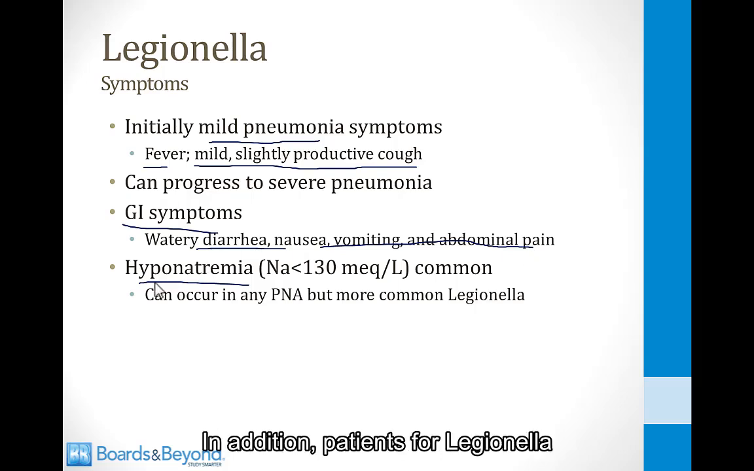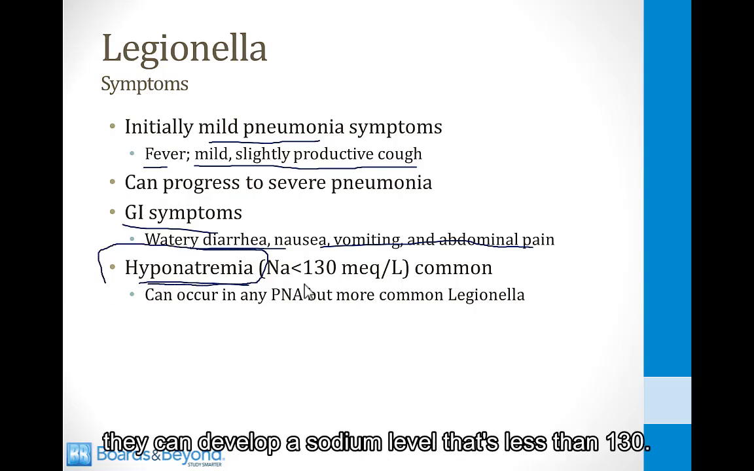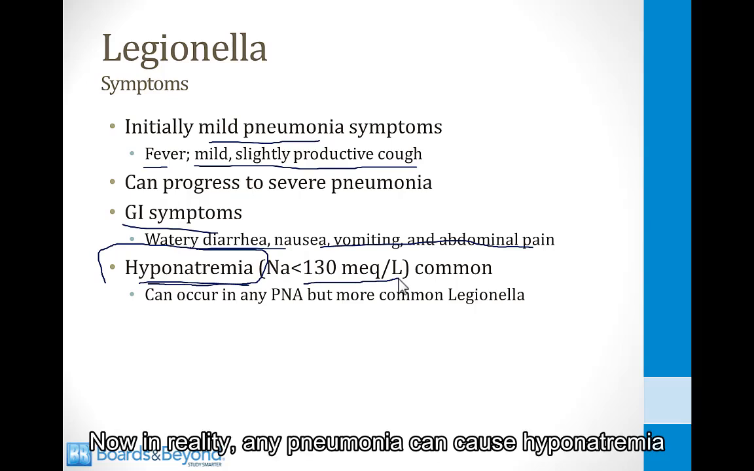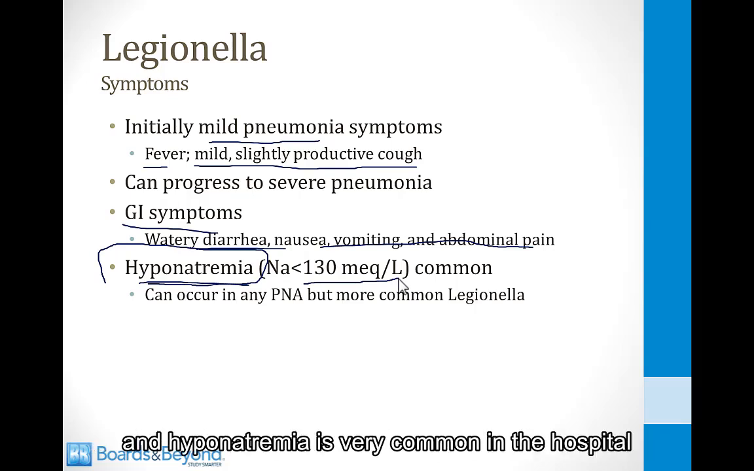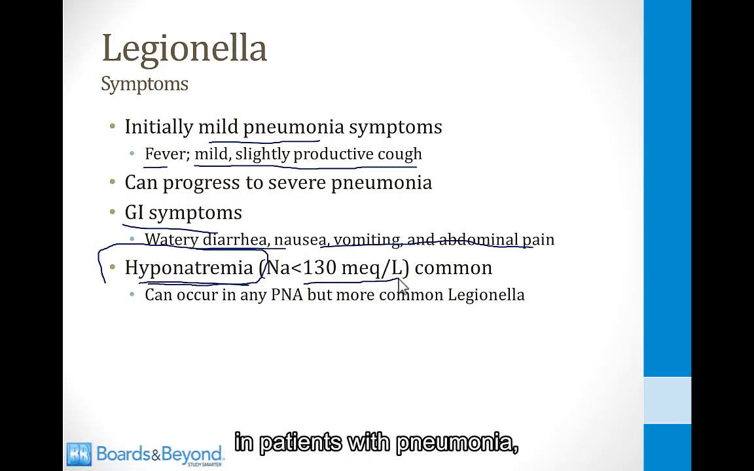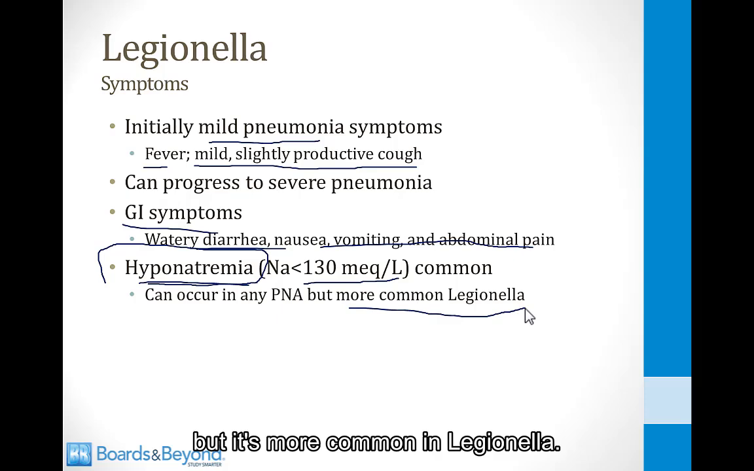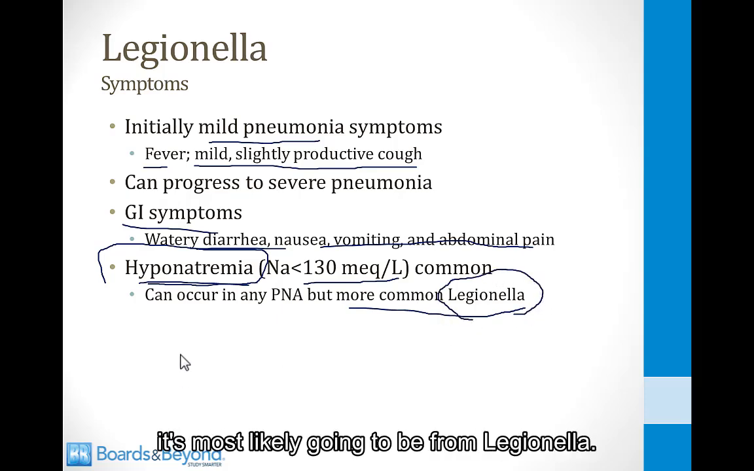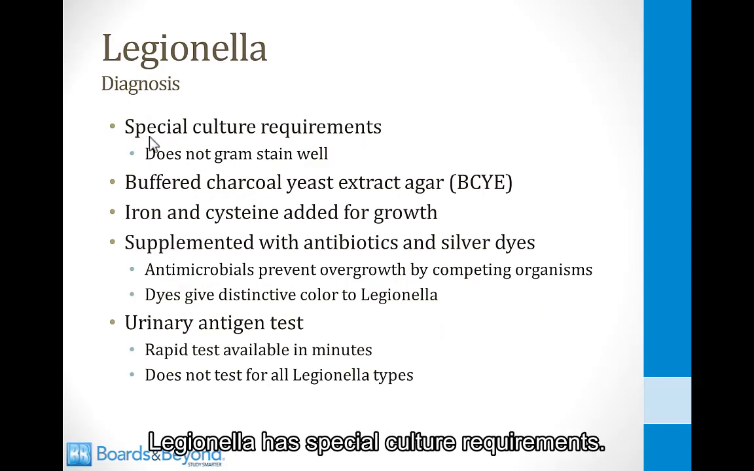In addition, patients with Legionella classically have hyponatremia. They can develop a sodium level that's less than 130. Now, in reality, any pneumonia can cause hyponatremia, and hyponatremia is very common in the hospital in patients with pneumonia, but it's more common in Legionella, and if it comes up on a board question, it's most likely going to be from Legionella. Legionella has special culture requirements.